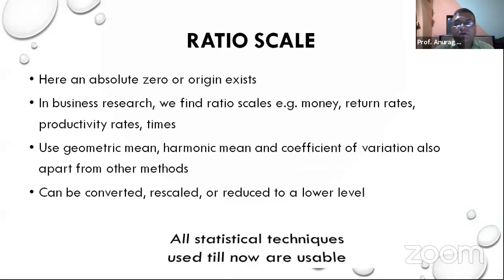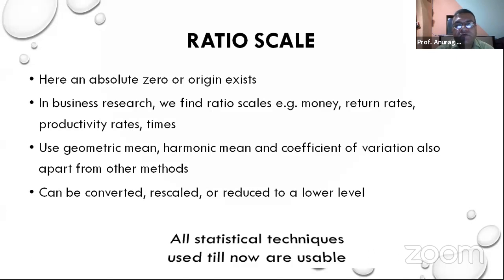Now coming to the ratio scale, and that is the best scale, the higher order scale. Here we have got absolute zero. So in some programs, Indira Gandhi University doesn't use grades. It gives the absolute marks. So zero is possible there. So when zero is there, we say that the origin exists.